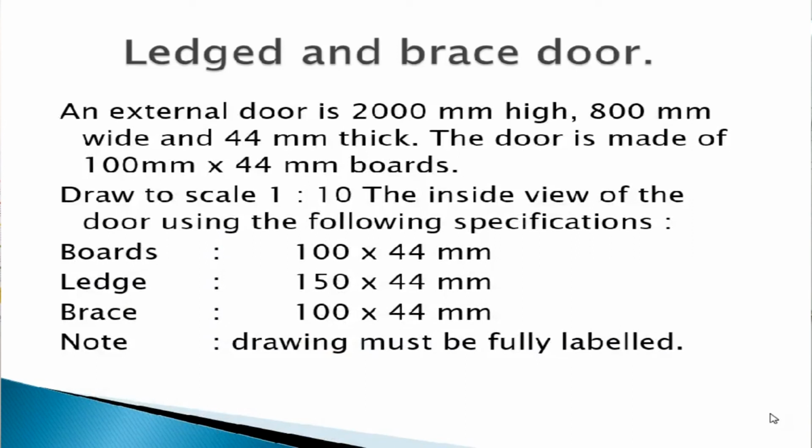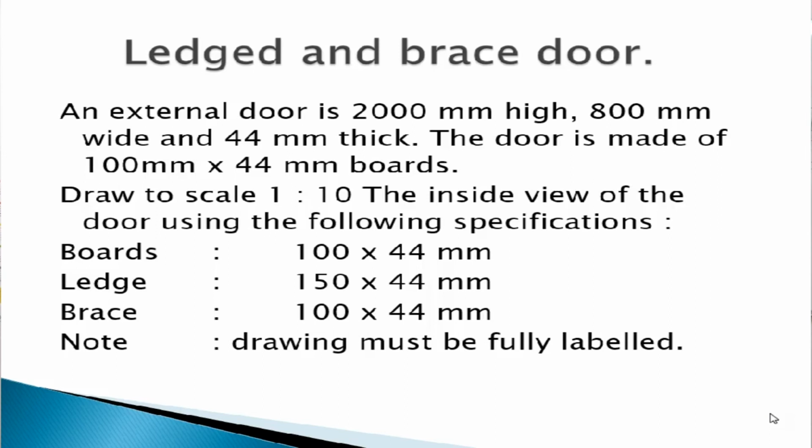Specifications are as follows. An external door is 2 meters high, 800 millimeters wide, and 44 millimeters thick. The door is made out of 100 millimeter by 44 millimeter boards. Draw to scale 1:10 the inside view of the door using the following specifications. The boards are 100 by 44 millimeters. Your ledge is 150 by 44 millimeters. Your brace is 100 by 44 millimeters. Please note, the drawing must be fully labeled.